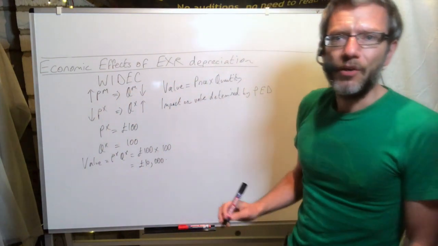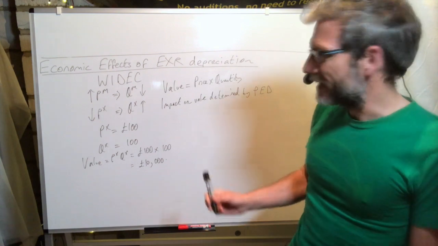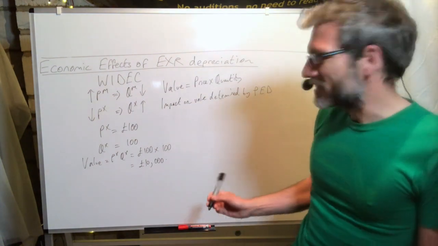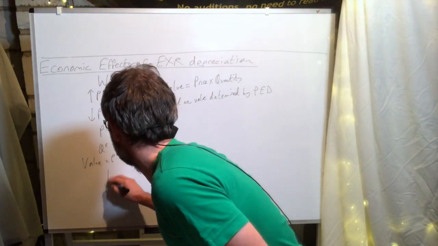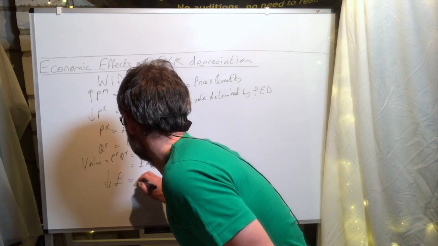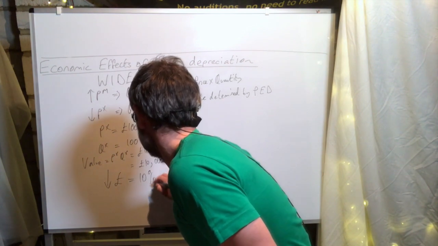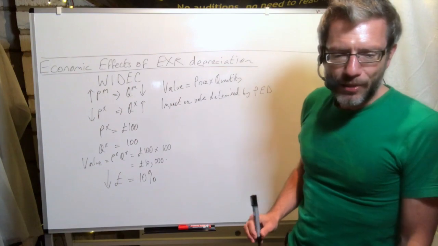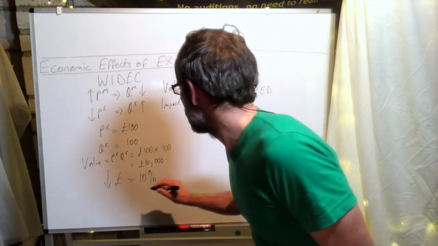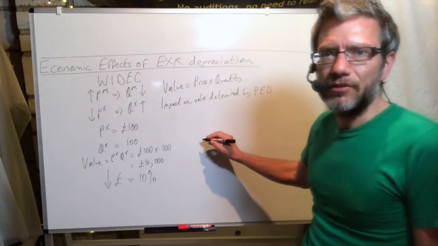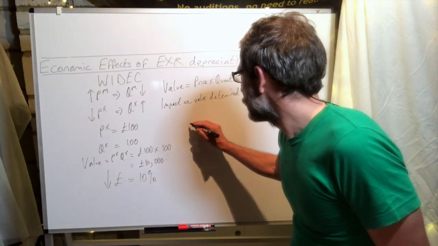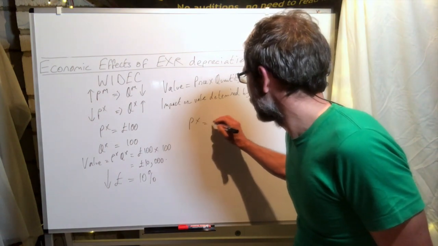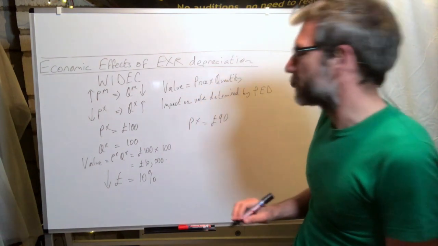Now, let's suppose we have a depreciation in the value of sterling by, say, 10%. So we're going to get a fall in the value of the pound equal to 10%. So what's that going to do to the price of exports? Well, the new price of exports, if we go over onto the right-hand side of the board now, the new price of exports following the depreciation is going to be £90.